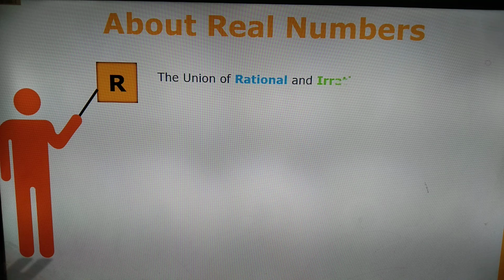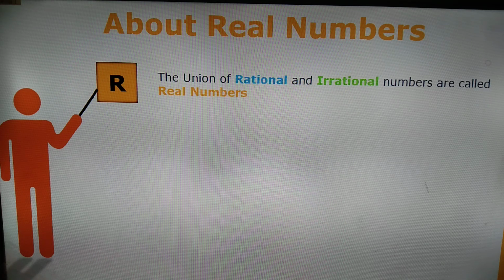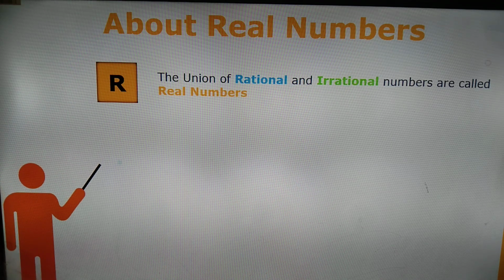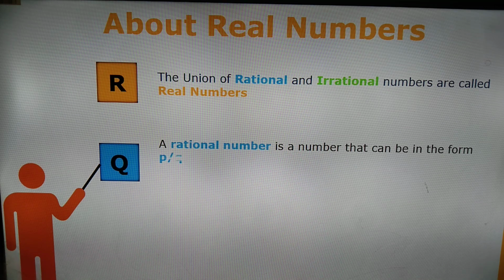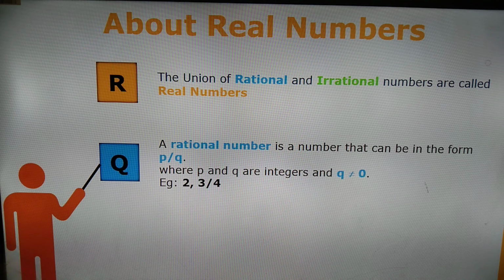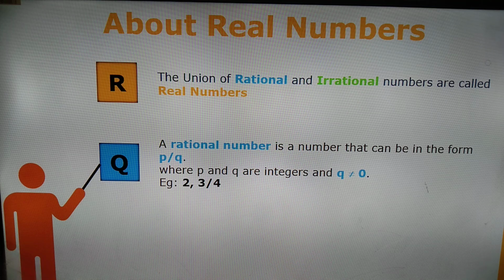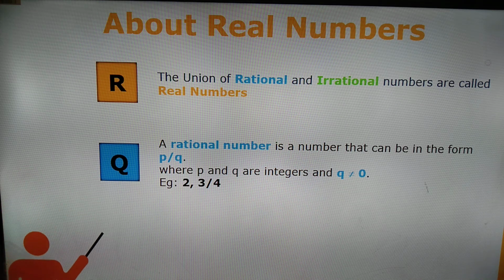Now first of all, let us see what we mean by real numbers. The union of rational and irrational numbers is called real numbers. What do you mean by a rational number? A rational number is a number that can be in the form of p by q, where p and q are integers and q is not equal to 0. Example 2, 3 by 4. It is represented by Q.